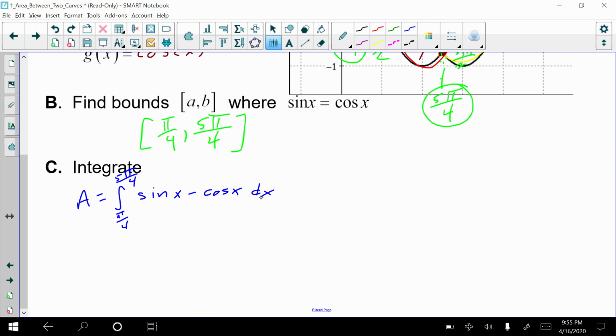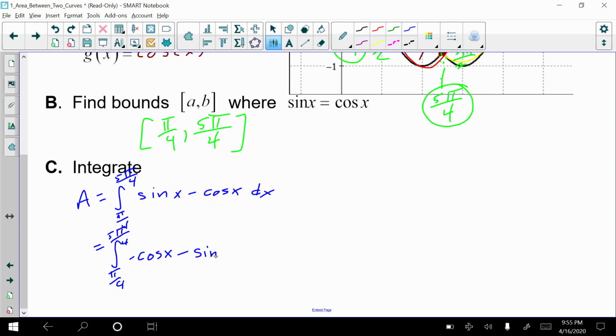Now, for the integration itself, there's really nothing to simplify for this function because sine and cosine are not like terms. So we're going to go ahead and take the antiderivative of both pieces. The antiderivative of sine is going to be negative cosine of x, and the antiderivative of cosine is just going to be sine. So the negative doesn't change, so this is going to be minus sine of x.